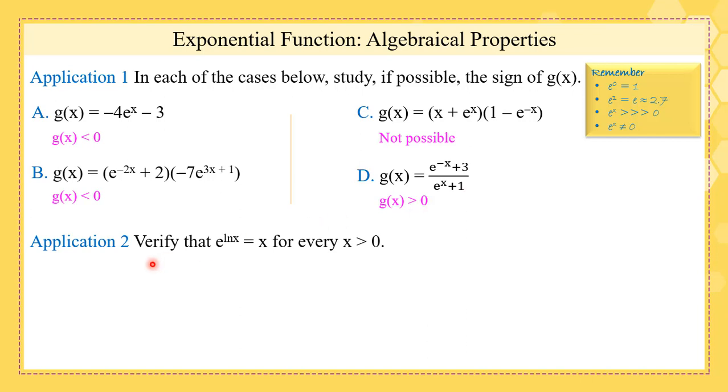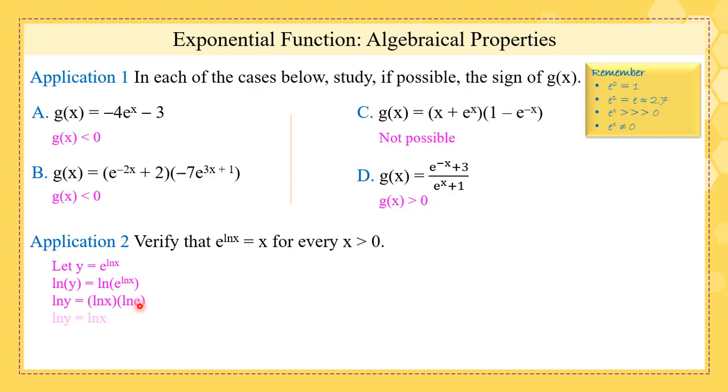Let's see the second application. Verify that e to the power ln x is x for every x greater than 0. Try also to do it alone. Let's see the solution. If we let y be e to the power ln x and we try to prove that y is equal to x, we apply ln to both sides. We get ln y is ln e to the power ln x, and if we simplify the right side here, we get ln x times ln e.